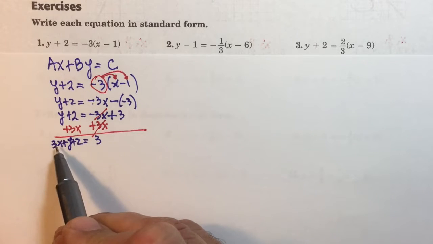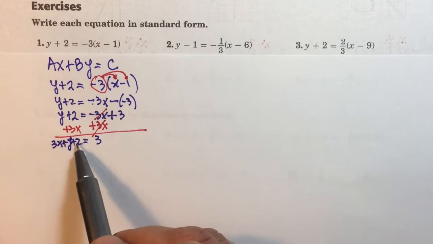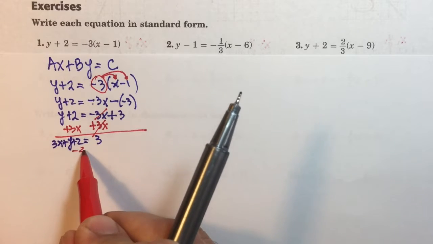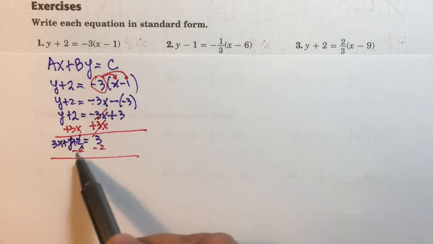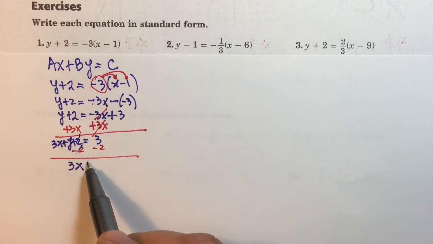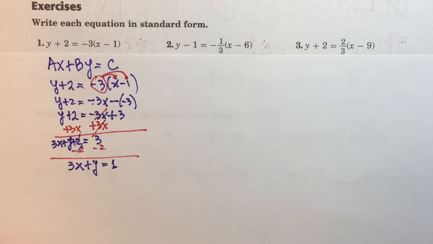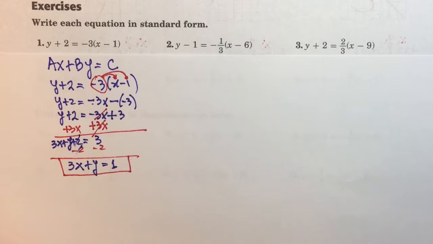Now, on the left side, I have the x, I have the y, but I have one constant, number 2, that I have to bring to the right side. For this purpose, I'm going to subtract 2 on both sides. And then I eliminate this one, and I have 3x plus y equals 3 minus 2, that is 1. And this is my equation in standard form.